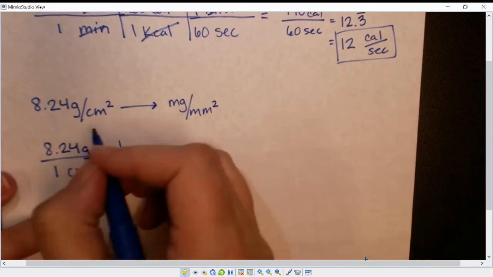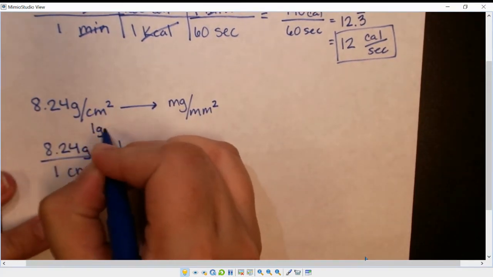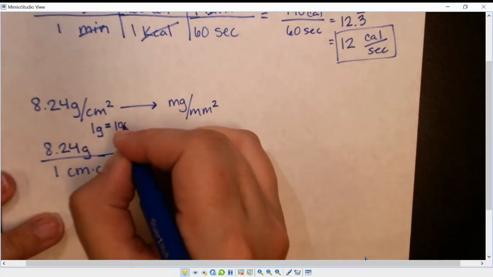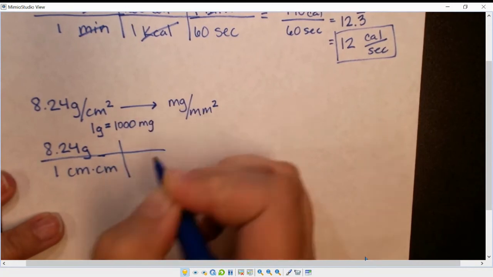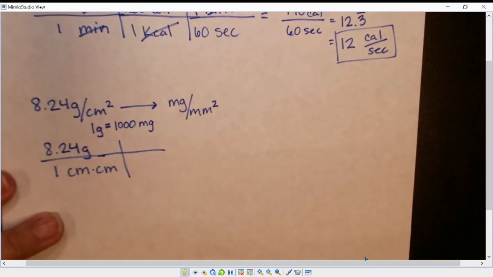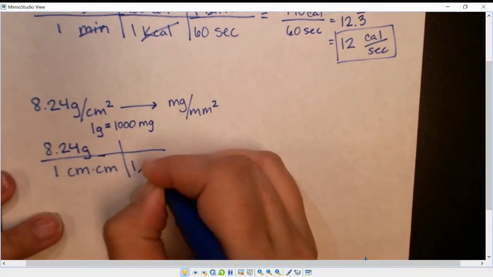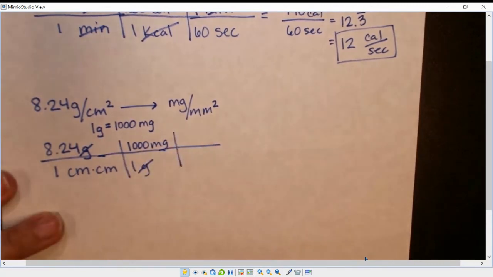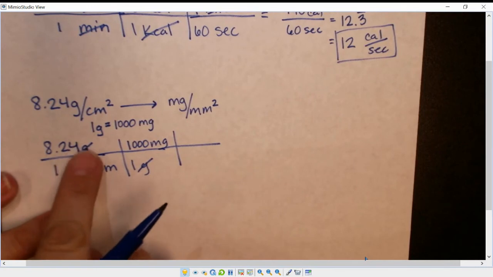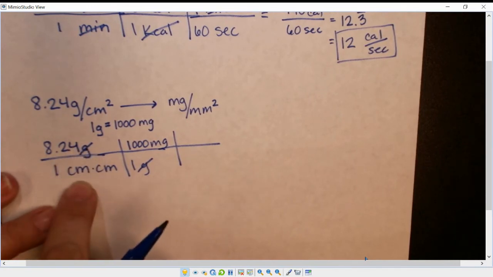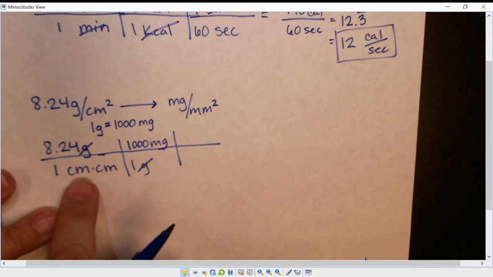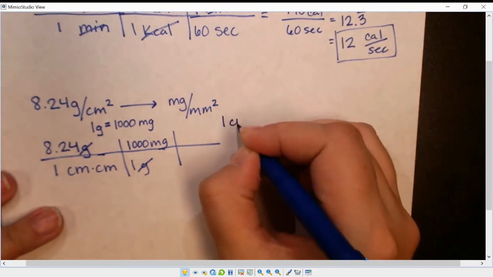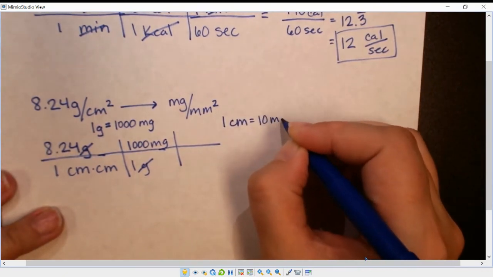Grams to milligrams, fine. So 1 gram is equivalent to how many milligrams? Milli means 1,000. 1 gram has 1,000 milligrams. So 1 gram on the bottom, so it will cancel to 1,000 milligrams. Now we're going to work on our distance conversion. What's the connection between centi and milli? 1 centimeter is equivalent to 10 millimeters.